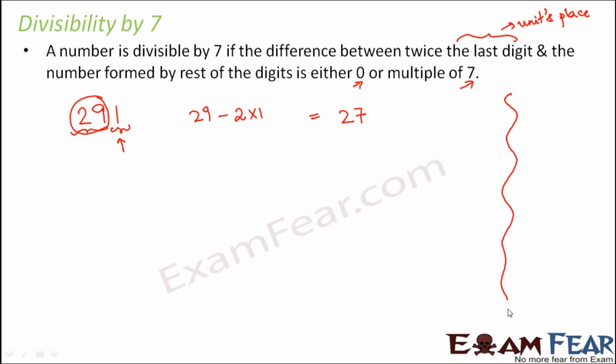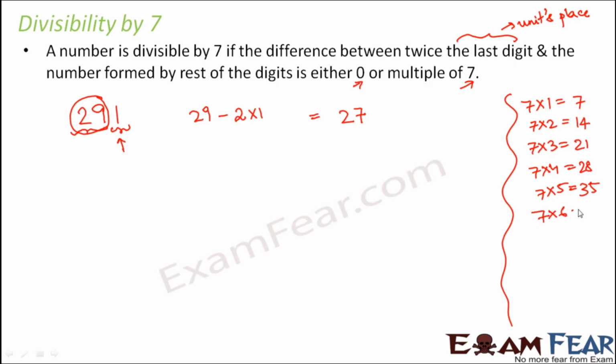Now quickly write down the multiples of 7 in one corner. The multiples of 7 would be something like this: 7 1s are 7, 7 2s are 14, 7 3s are 21, 7 4s are 28, 7 5s are 35, 7 6s are 42 and so on. So 27 is not a multiple of 7. Therefore, the number 291 is not divisible by 7.